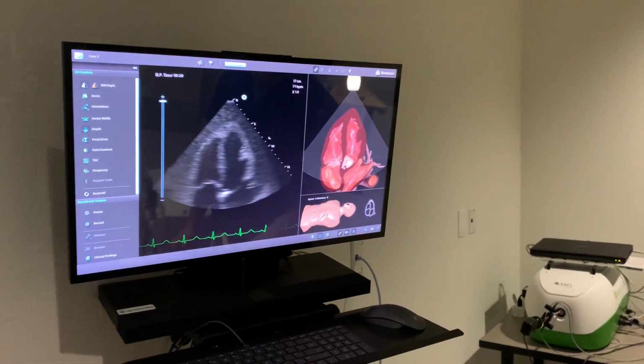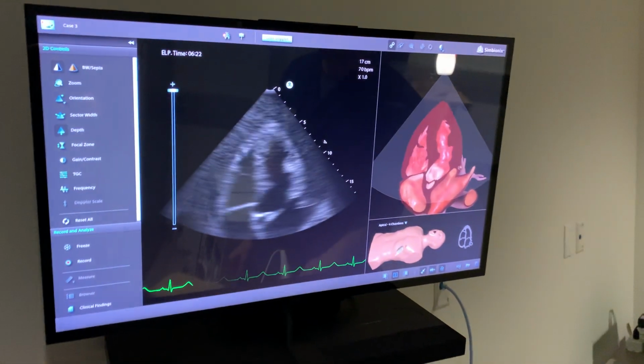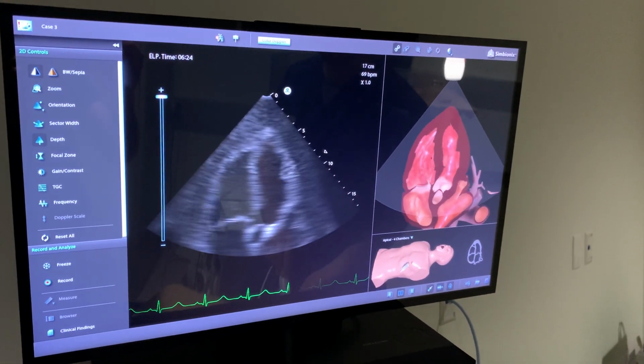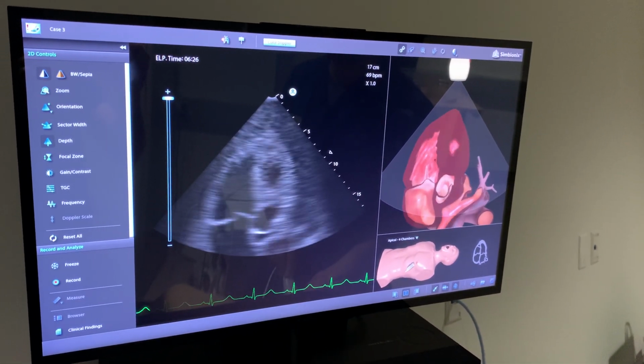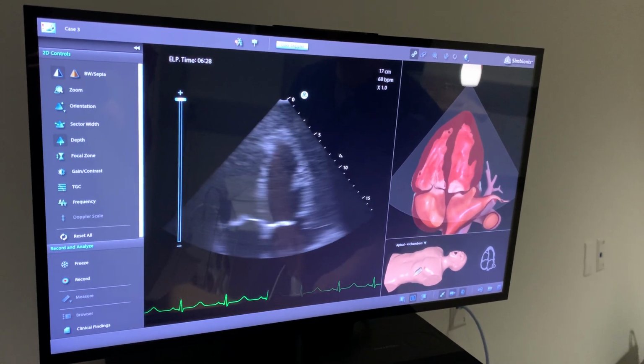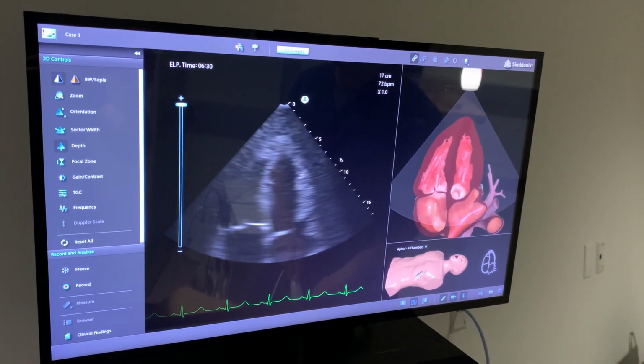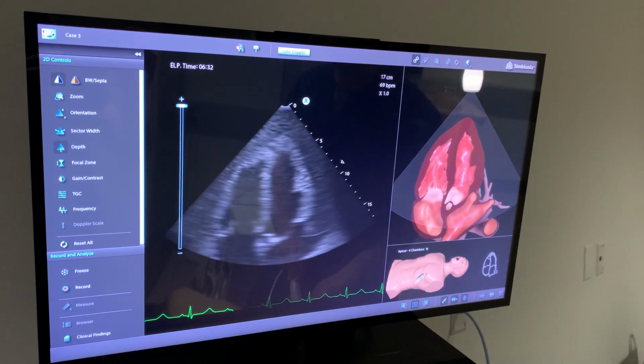Another way to assess whether you're foreshortened is what is taking up the majority of the apex. As previously mentioned, the left ventricle should make up the apex. If the RV is making up the apex, then you know you're foreshortened.